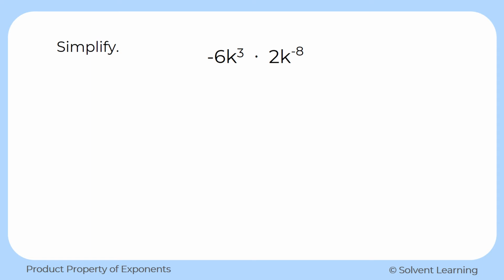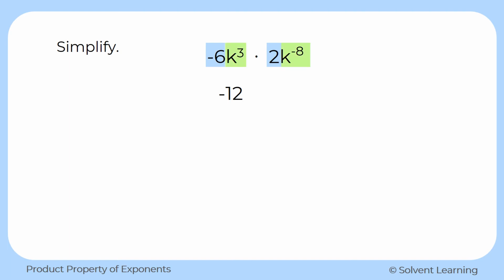Let's look at another example that has coefficients next to the variable. So we have -6 times k to the 3rd power being multiplied by 2 times k to the -8th power. First, let's focus on our coefficients, -6 and 2. We'll multiply those together and get -12. Now we can focus on our variable k that has exponents, and we're going to multiply k to the 3rd times k to the -8th.